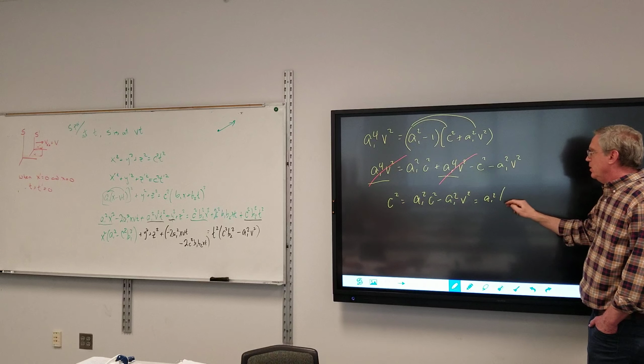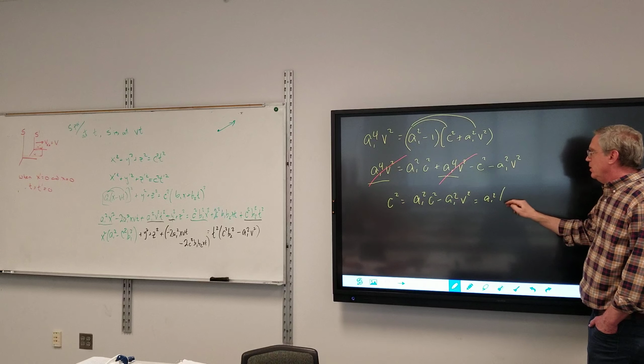And so a1 squared equals c squared divided by c squared minus v squared. So multiply top and bottom by 1 over c squared. And over here I get 1 on top. And on the bottom I get 1 minus v squared over c squared. Wow, that looks really familiar.